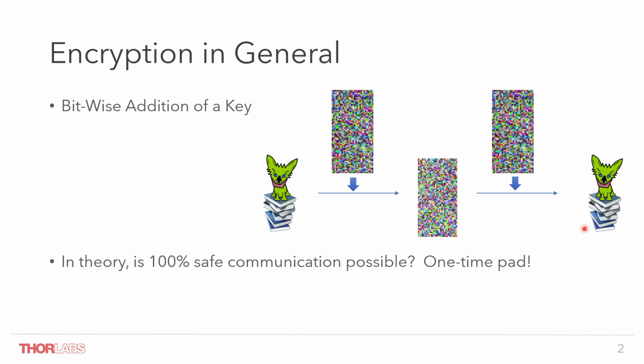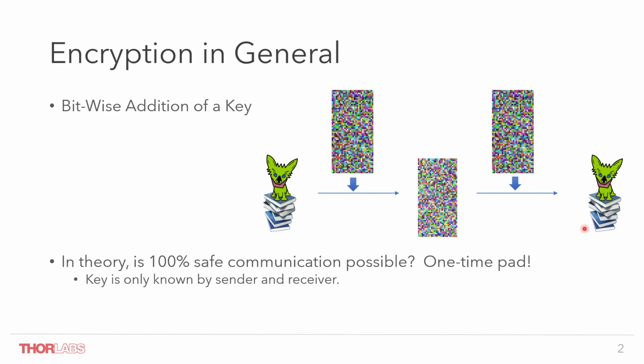Now you may ask yourself, in theory, is it even possible to have safe communication? Because that's the feature of quantum cryptography, that you have safe communication. And the answer is yes. For example, using the so-called one-time pad. The one-time pad requires 3 prerequisites.